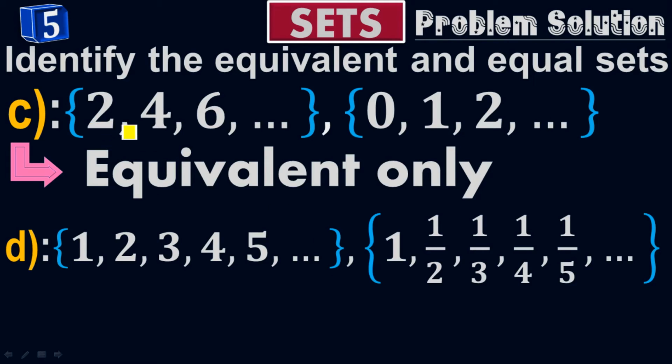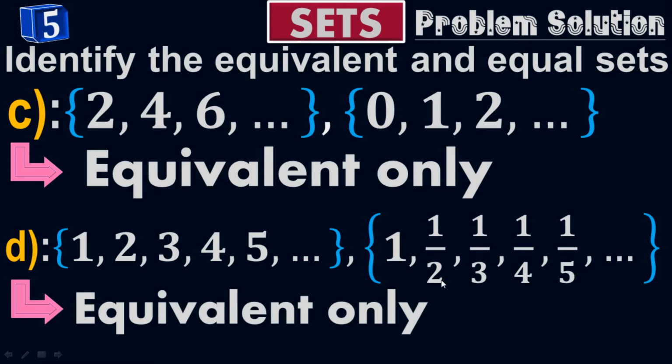If you look, in the first set I just showed 3 elements. In the second set I also showed 3 elements. The rest of the elements are unknown. Here the series goes to infinity, here the series goes to infinity. Therefore they are equivalent only. Similarly, we can say that these 2 sets are equivalent to each other. Because we have 5 elements here in the first set and 5 elements here in the second set, the rest of the elements are unknown. Both of the sets are approaching infinity. So we can say that they are equivalent sets only.